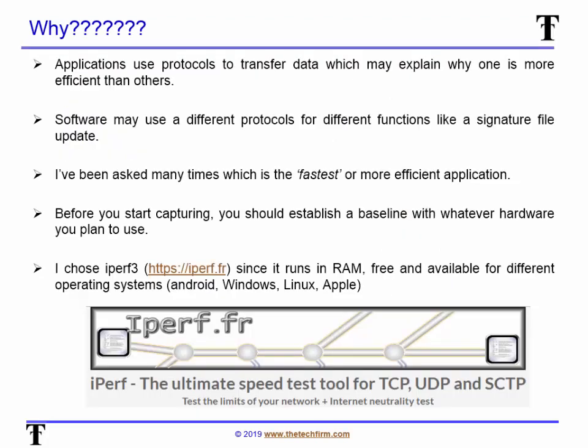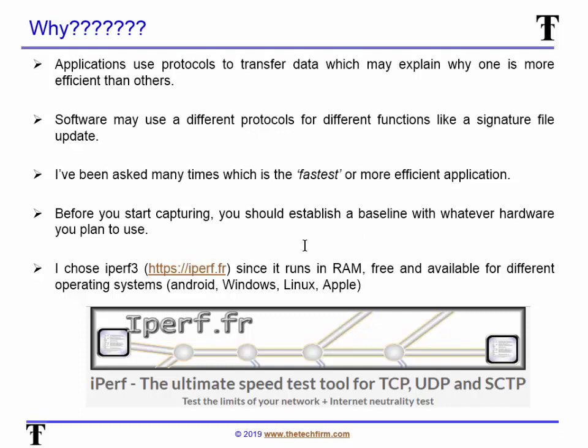So the applications use protocols, they transfer data, and sometimes that protocol or that application may well explain why one is more efficient than the other. So software might use different protocols for different functions, like a signature file update might be different than the actual application protocol as well. Even DNS, for example, has a TCP portion and a UDP portion, right? I've been asked many times which is the fastest or more efficient application, and these are the steps we take to figure that out.